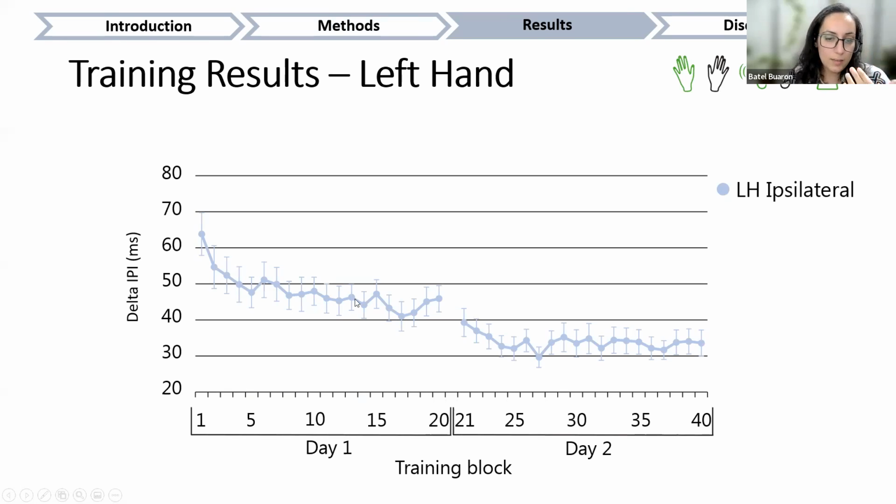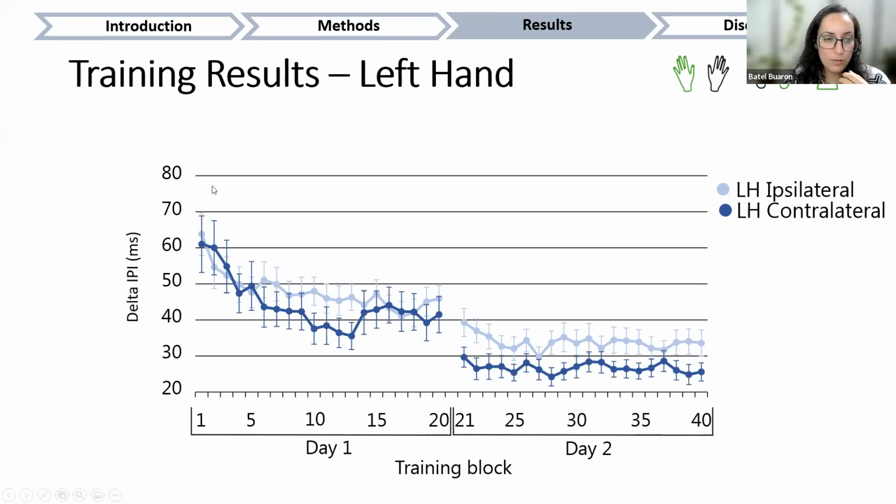So first of all, our task is manageable. Participants can learn the task and they improve as the experiment continues. And when we look at the left-hand contralateral condition, we see, first of all, that they begin around the same point, so we don't have any inherent difference between the groups. They also improve, but they improve more than the group that trained with ipsilateral feedback. So contralateral feedback was better in this condition.